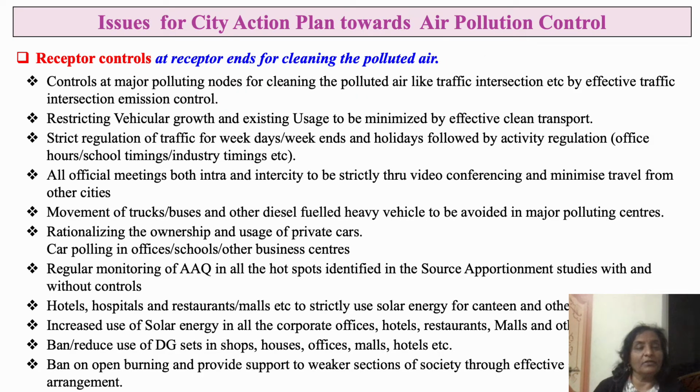Now at receptor control also we have to see that a large amount of control is to be done by restricting vehicular growth, controls at major polluting nodes by cleaning the air by effective intersection emission control, traffic regulation, all the meetings through online, movement of trucks and buses to be avoided in the city center, and rationalizing the ownership and usage of private cars, carpooling in schools and offices, regular monitoring of AAQ in hotspots with and without control. Hotels, hospitals, restaurants to strictly use electric or solar energy for canteens, increased use of solar energy in corporate offices, hotels, restaurants, malls, ban or reduce DG sets in shops, offices, malls, etc., and ban open burning and provide support to weaker sections for their cooking requirement.